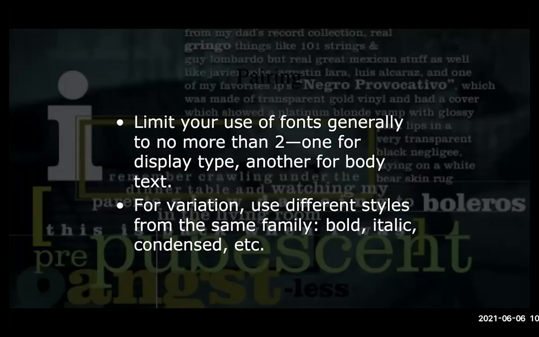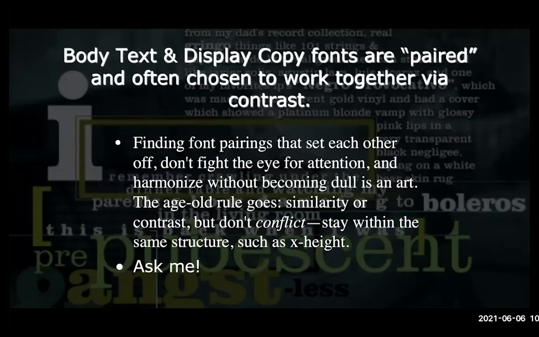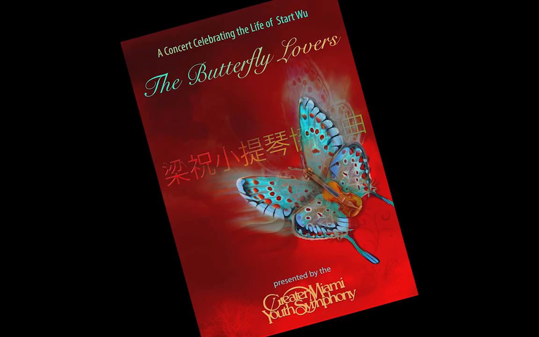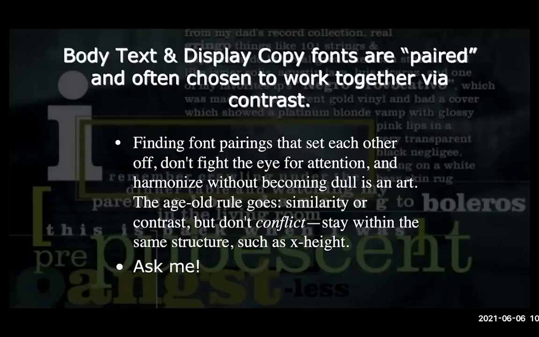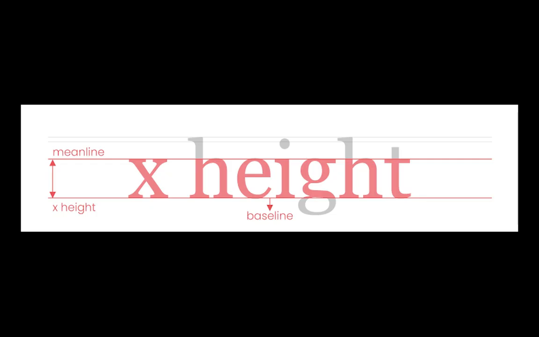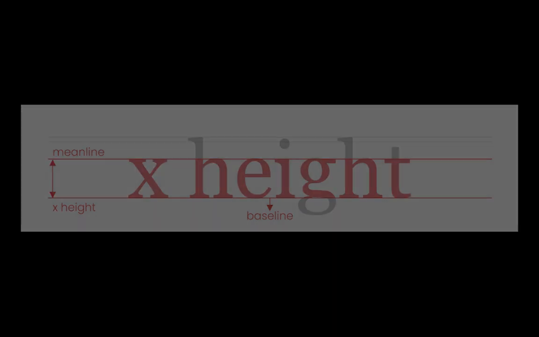Limit your use of fonts generally to no more than two, one for display type, another for body text. And then for variation, you can use different styles from the same family. Body text and display fonts are paired to work with contrast. You want to find pairings that set each other off but don't fight the eye for attention, that can harmonize without becoming dull. And the age-old rule goes: similarity or contrast, but not conflict. Stay within the same structure, such as X height.